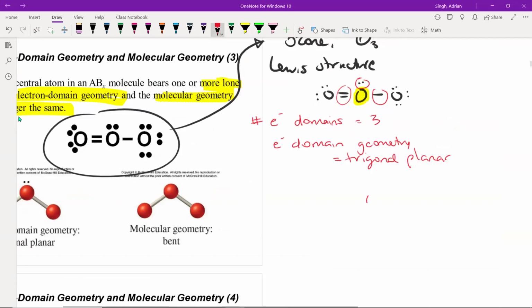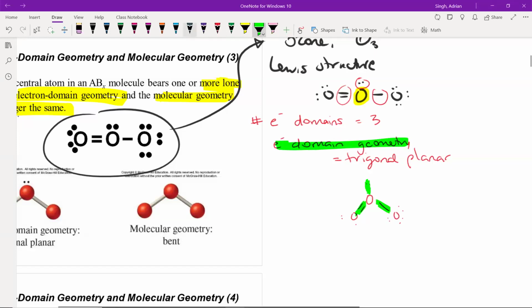So there's my O. I have a double bond to an O on one side, single bond to an O on the other. I'm going to stick my lone pairs around to make them happy. And then on this O in the center here, I have my lone pair on top. Okay, so if I were to just highlight how these electron groups are oriented, they do kind of look like a triangle. Okay, that's your trigonal plane. That's my electron domain geometry.